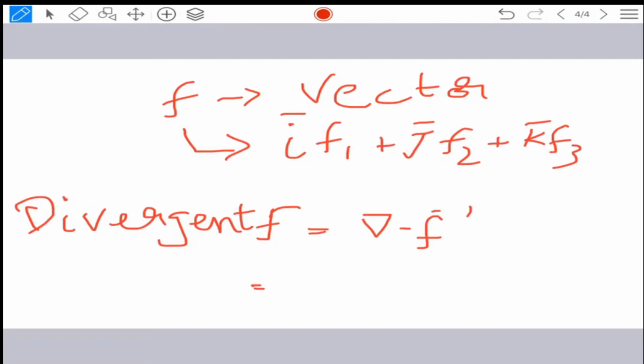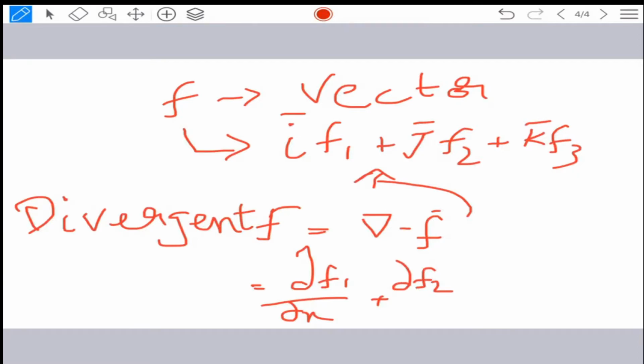We know that del equals i bar dou by dou x plus j bar dou by dou y plus k bar dou by dou z. Let us take f equal to f1 i bar plus f2 j bar plus f3 k bar, which is written here. Then we get the divergence: dou f1 by dou x plus dou f2 by dou y plus dou f3 by dou z.